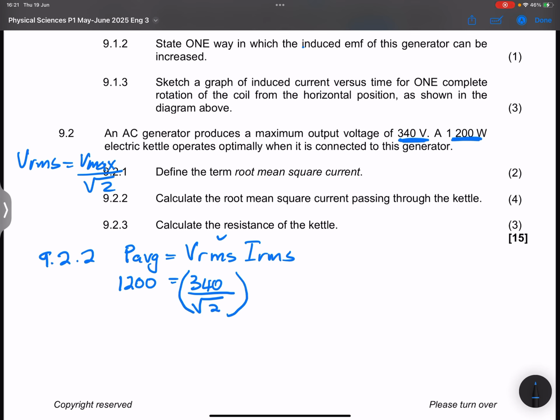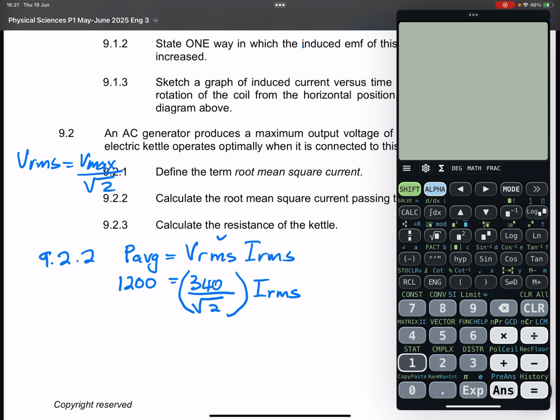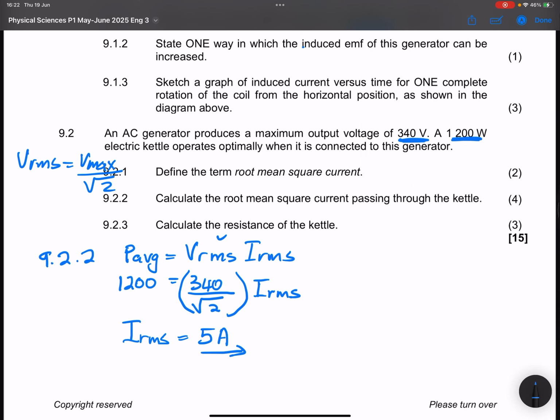And I'm looking for I RMS. So all we do, ladies and gents, is divide 1200 by 340 divided by root 2, and I get a value of 4.99. We can say that IRMS is simply equal to 5 amperes. And that's how we are going to calculate that.